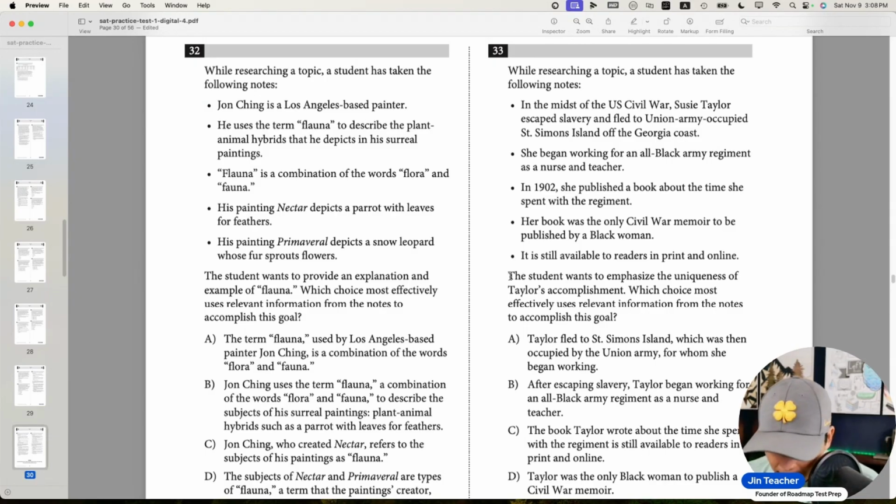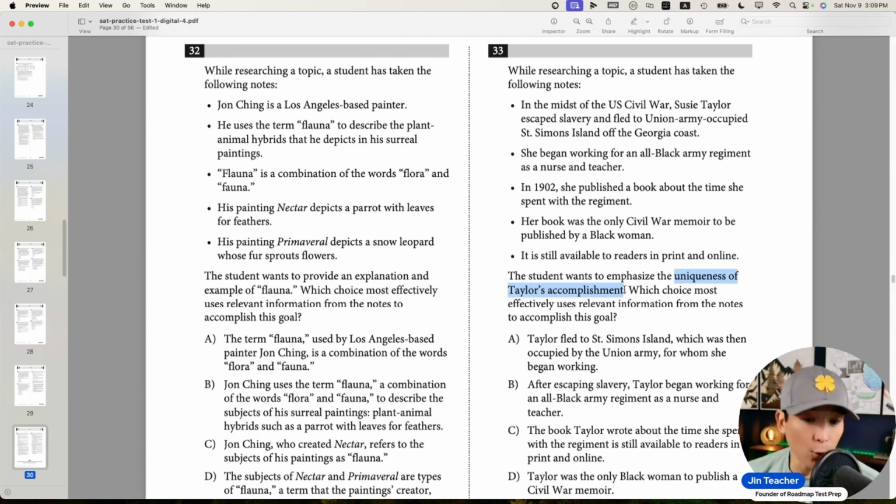So the question says, the student wants to emphasize the uniqueness of Taylor's accomplishment. Ooh, so key words, right? Make sure, you guys, that you do your best to understand exactly what it is the student wants to achieve. If you don't know what the goal is that the student wants to achieve, the chances of you getting this question incorrect go way up. So make sure to spend some time really thinking about what it is that the student really wants to accomplish. What is his goal? So here we know that the goal is to emphasize the uniqueness of Taylor's accomplishment.